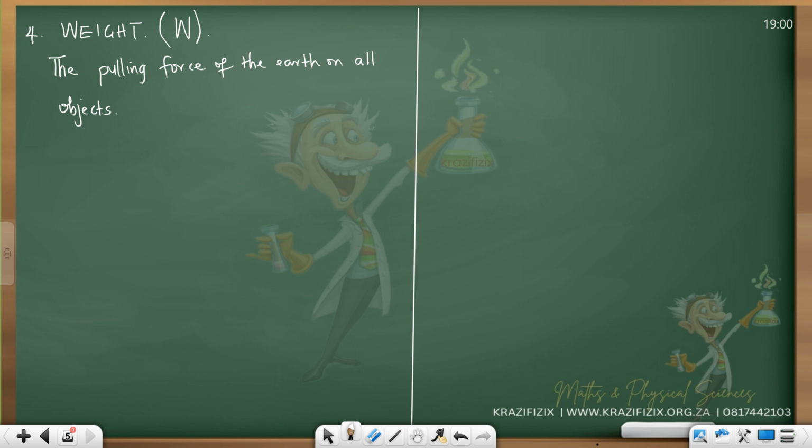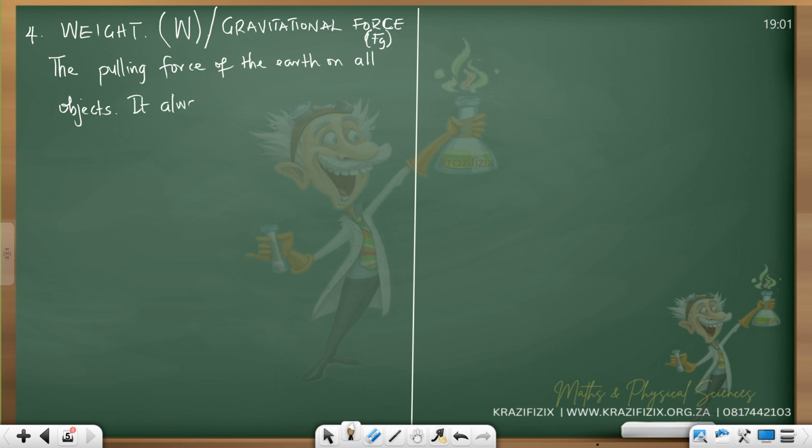All right. So weight. We're looking at number 4. Weight is the pulling force of the earth on the object. Another word that this is called is gravitational force. So that's the other word. So the earth is pulling all objects to itself. That force is called the weight, or the gravitational what? Force. All right. So if we say gravitational force, we would use the symbol Fg, which is the same as the weight. So it is the pulling force of the earth on all objects.